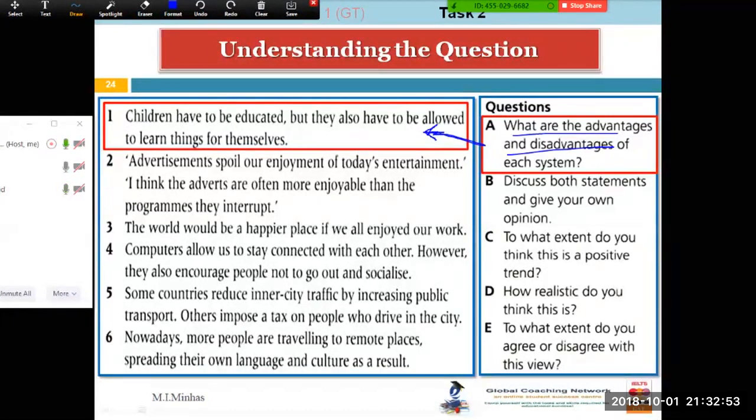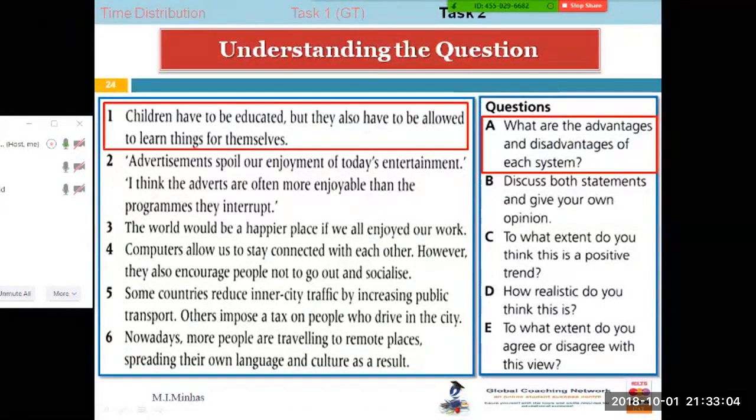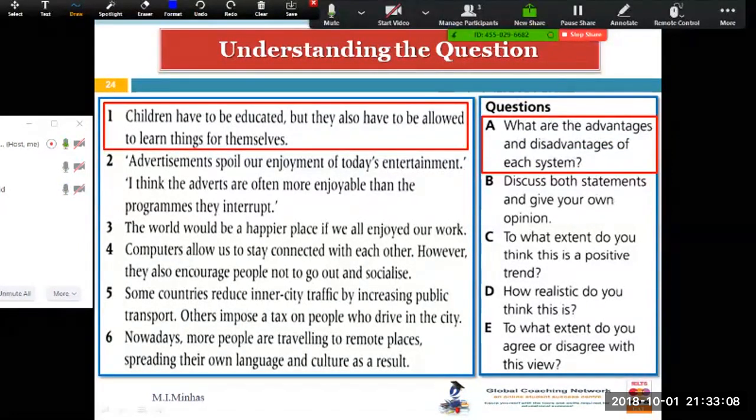First of all, it says here, what are the advantages of each system? That means there has to be two systems in the statement. No, that's a single system. Actually, that is not even a system. You see, for system, I would just want you guys to look at this number 5.